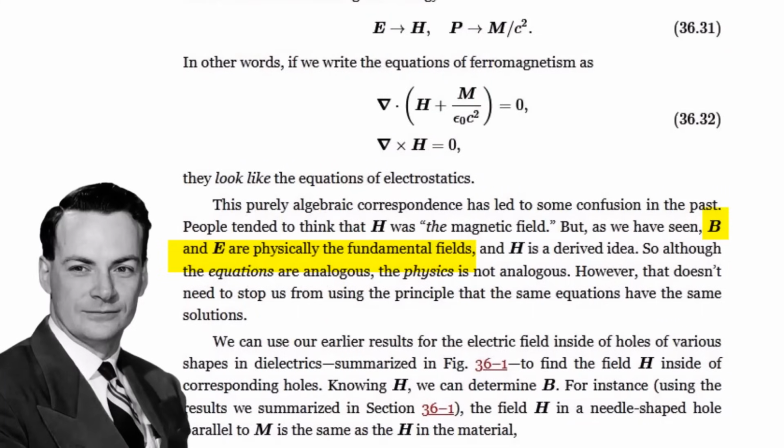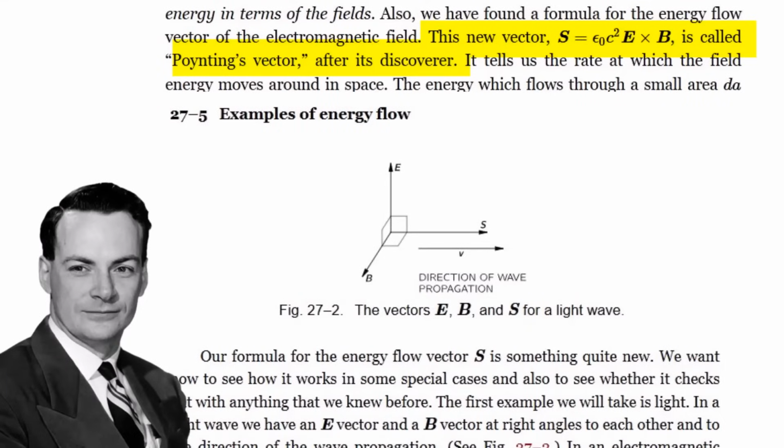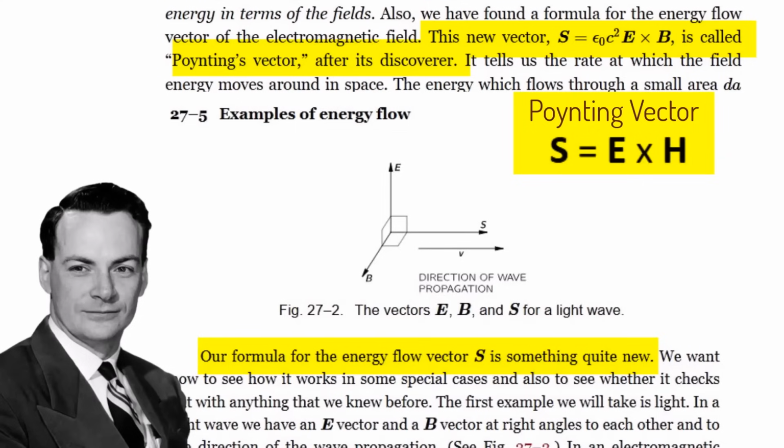Feynman agreed with Sommerfeld that B and E are physically the fundamental fields, and it was only some confusion in the past which caused people to think that H was the magnetic field. However, unlike Sommerfeld, Feynman believed in both the Poynting vector and that light was an EB wave instead of an EH wave. Feynman created this miracle by writing a new equation for the Poynting vector, something quite new as he put it. Instead of the Poynting vector equaling the E field cross the H field, it was equal to the E field cross the B field times the speed of light in a vacuum squared times the electric coefficient in a vacuum.